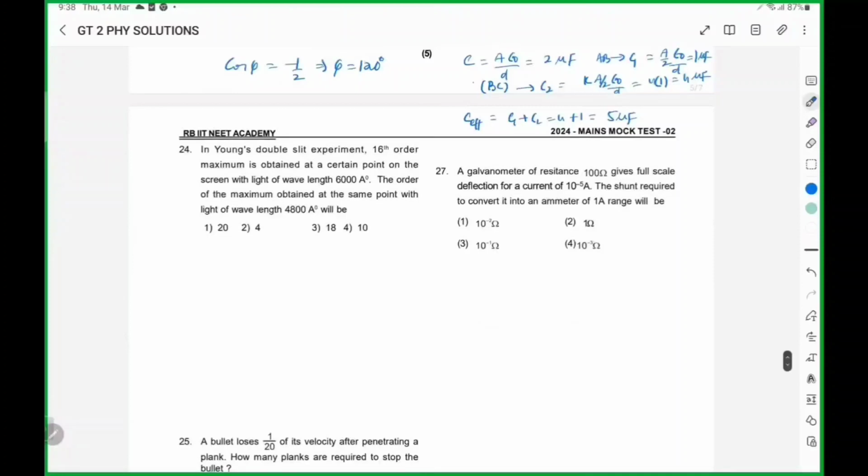In a Young double slit experiment, the position of the maximum can be calculated using the formula n lambda D by d. If light of wavelength 6000 angstrom is sent through the slits, then it is the 16th order bright fringe.